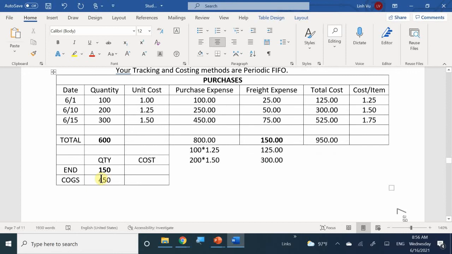How many more do we need to sell? 150. We need to sell 150. And in this case, we only have one batch left. How much is it going to cost me per item? $1.75. So in this case, what is 150 times 1.75? 225. Yeah. Okay. All right. So then in grand total, what is my total cost going to be? I got that 650.